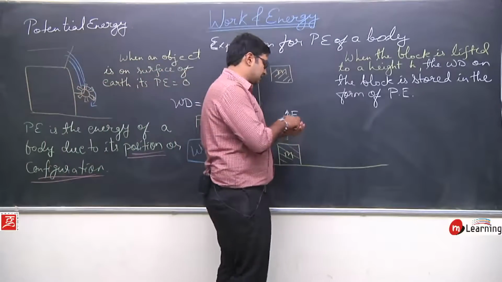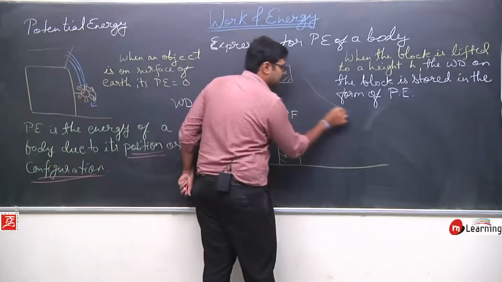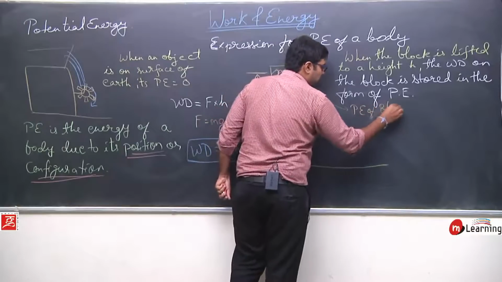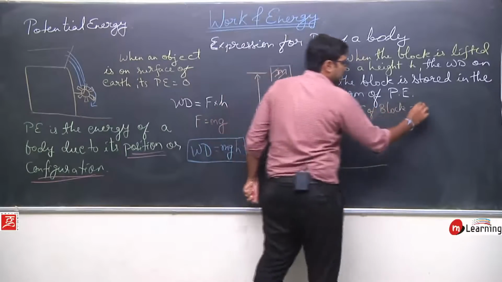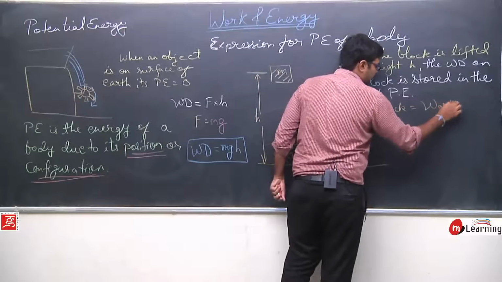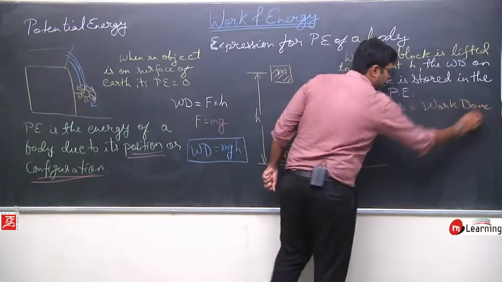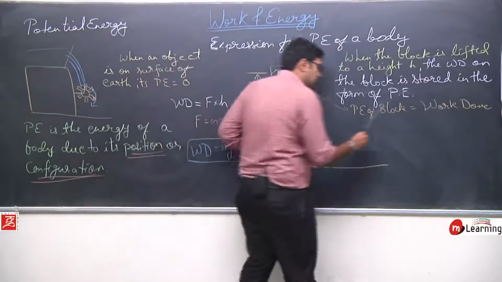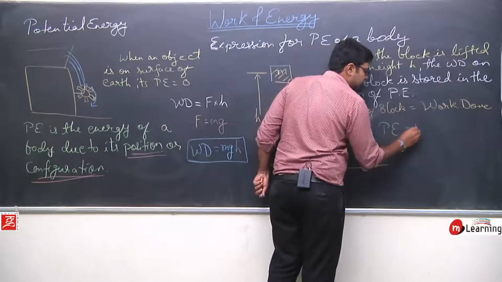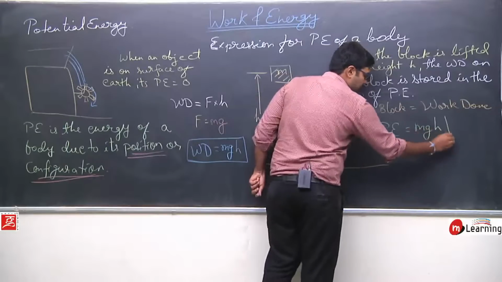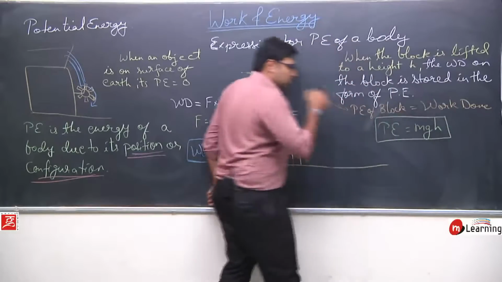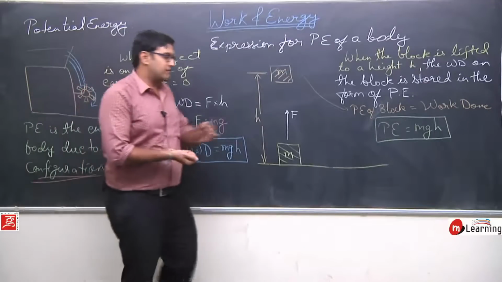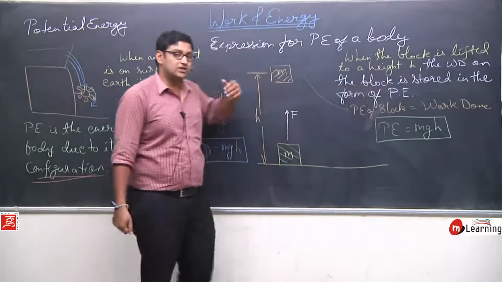So the potential energy of the block at this position would be equal to the work done to lift the block. And how much work is done? M into g into h. So we will say potential energy is equal to m into g into h. Okay, that is mass into gravitational acceleration into height or the displacement.